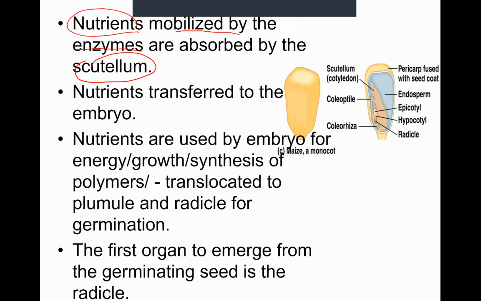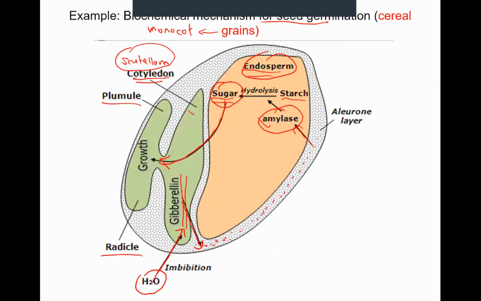Okay. So next, what happened? The nutrient also is transferred to the embryo, right? And nutrient is used by the embryo for growth, to synthesize polymers, and also some of the nutrient will be translocated to plumule and radicle. Okay, so you can see here some of the nutrient is transferred to the plumule and to the radicle, because plumule later on will develop into shoot and radicle later will develop into young root.